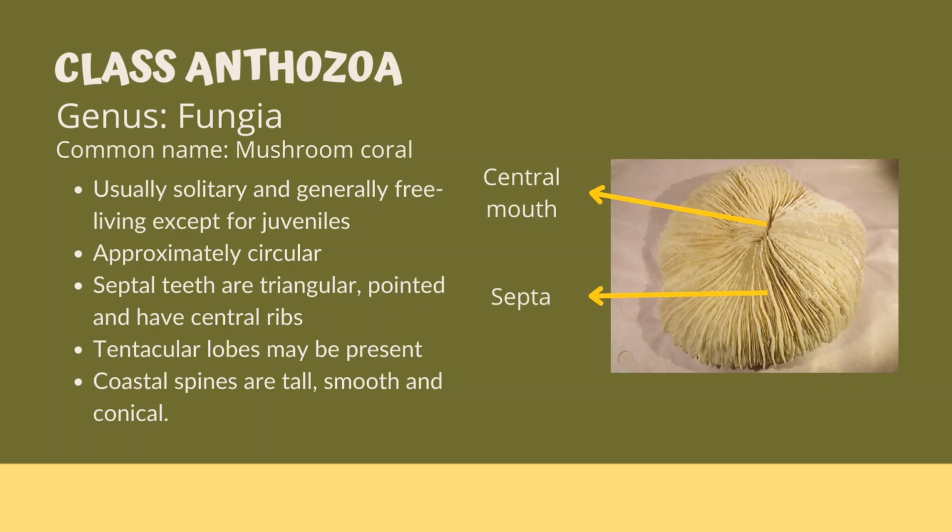Another under the class Anthozoa is the genus Fungia, commonly known as mushroom coral. They are usually solitary and generally free-living except for the juveniles. Their polyps are approximately circular and up to 280 millimeters in diameter. Their septal teeth are triangular, pointed, and usually have well-defined central ribs. Their tentacular lobes may be present. The costal spines are tall, smooth, and conical. We can see from the image its central mouth and the septa surrounding the mouth.